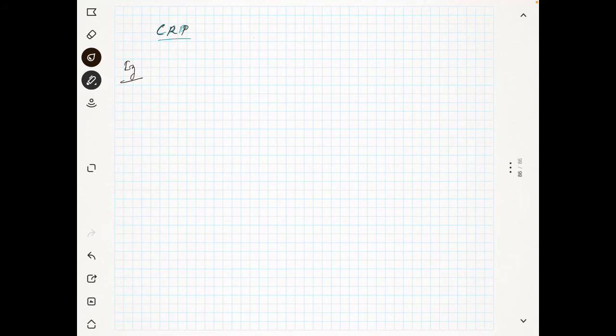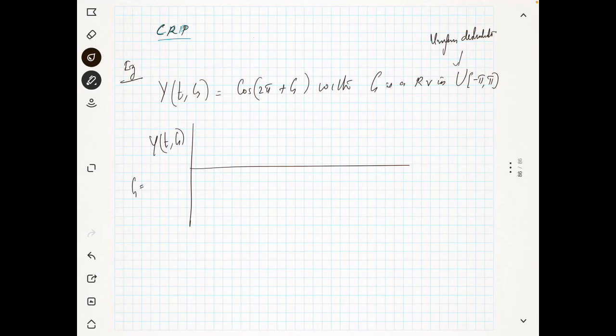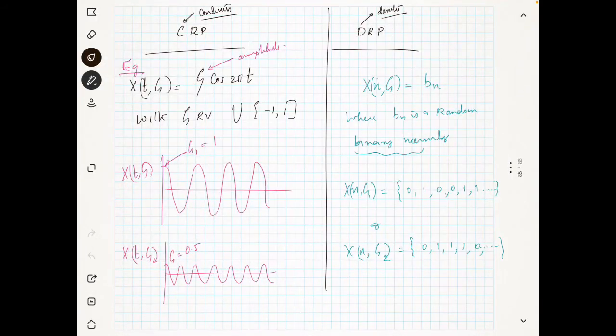Another example is y of t comma zeta equal to cosine of 2 pi t plus zeta, with zeta a random variable which is uniformly distributed in minus pi to pi. So this is showing the uniform distribution. So you can see here it will be something like this, y of t comma zeta. Suppose zeta is equal to 0, there is no phase shift. That means this is showing the phase of the signal. So the phase is a random variable. That's what this example is showing. The previous example was showing that the amplitude is a random variable. Now the phase is a random variable.